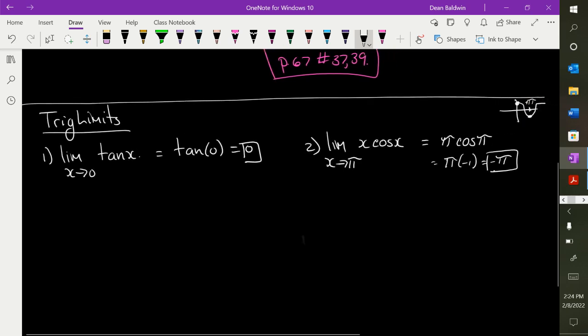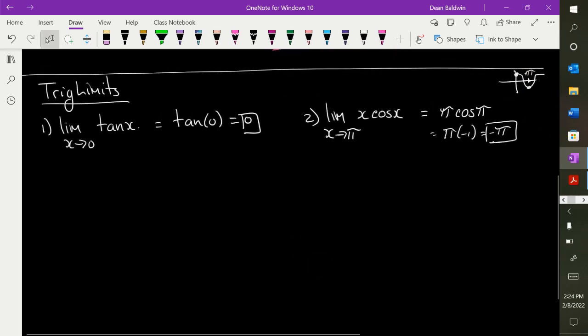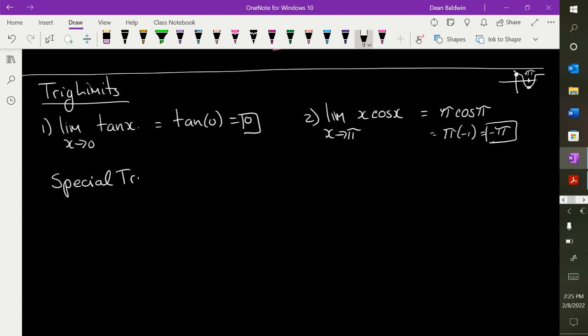The reality is a lot of trig functions you cannot plug in because they are undefined at certain points. So there's two special trig limits that you need to remember. He showed you sort of a hand-waving proof in class today. You just need to remember them. You don't need to know the proof. If you want, you can look up the proof online. There's a geometric proof of the sine one. Once you know the sine one, you can kind of get the other one using some manipulation.